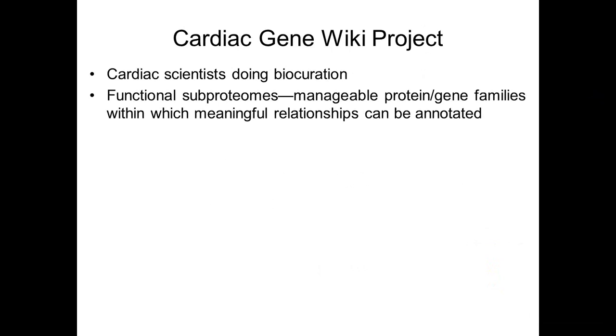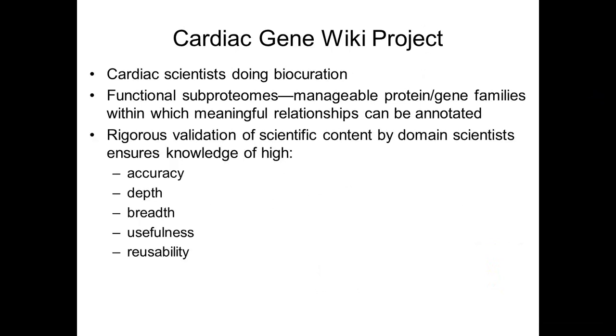So the way we do this is to break the cardiac cell down into functional subproteomes. So these are sort of manageable protein gene families within which meaningful relationships can be annotated. We have expertise in our group in cardiac mitochondrial biology and in cardiac sarcomeric biology. The great value in this approach is that it enables rigorous validation of the scientific content by us, the domain scientists, to ensure knowledge of high accuracy, depth, and breadth, which then gives the annotated knowledge a high degree of usefulness and reusability.